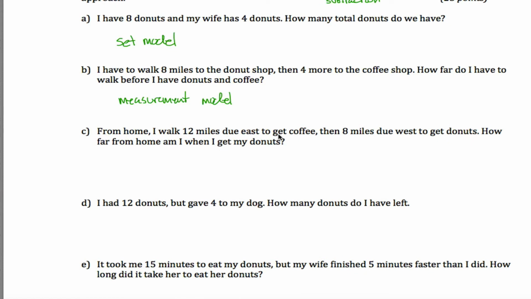From home, I walk 12 miles due east to get coffee, then 8 miles due west to get coffee. How far from home am I when I get my donuts? This would also be measurement model. In fact, this is very similar to B, except in B I was adding the 8 and the 4 to get 12. In C, I'm going to take 12 and I'm going to subtract 8. So really I have 12 minus 8 equals what? And since it's a subtraction problem, I want to solve it using the missing add-in approach. And the missing add-in approach is when I say 12 plus what? Sorry, 8 plus what equals 12.